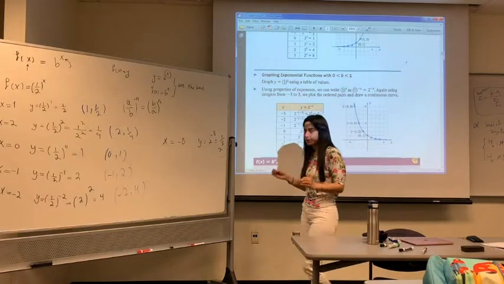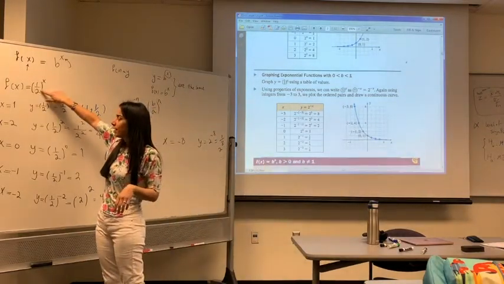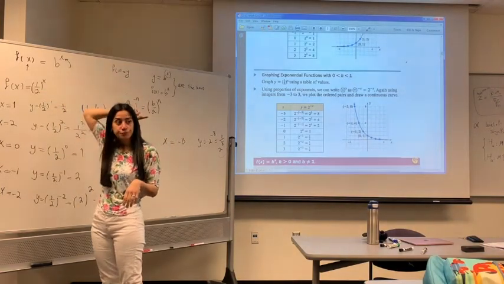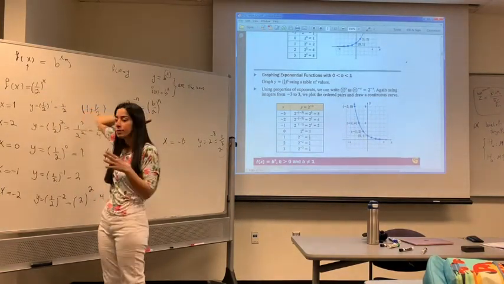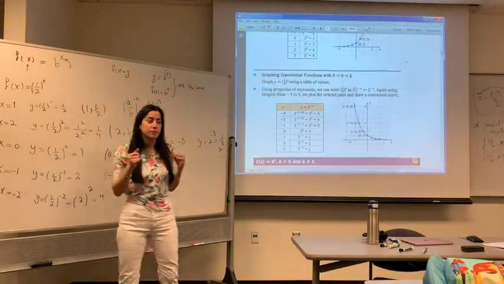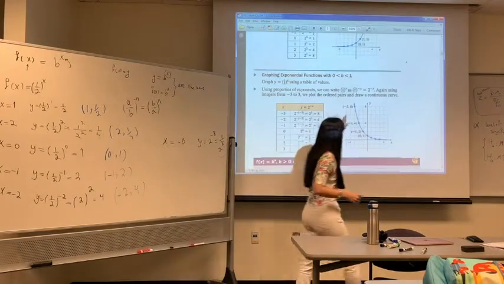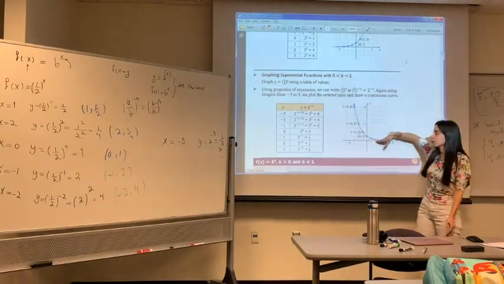So the difference between this one and the previous one is this. Here we have the reciprocal of that 2. In the previous one, the base was 2, a number greater than 1. But this one is half, and half is a number between 0 and 1. And look, the shape has changed. And now it's this form.